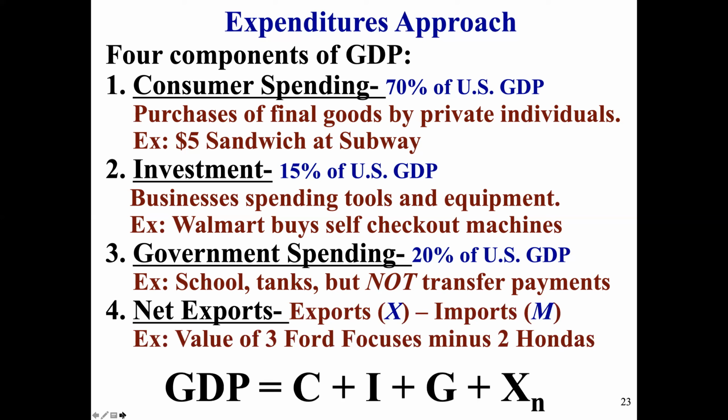Add it all together and you get the most important equation in macroeconomics. So this is the most important equation. This is the MR equals MC of macroeconomics. So GDP equals C plus I plus G plus XN. Okay, and this is actually super, super important.